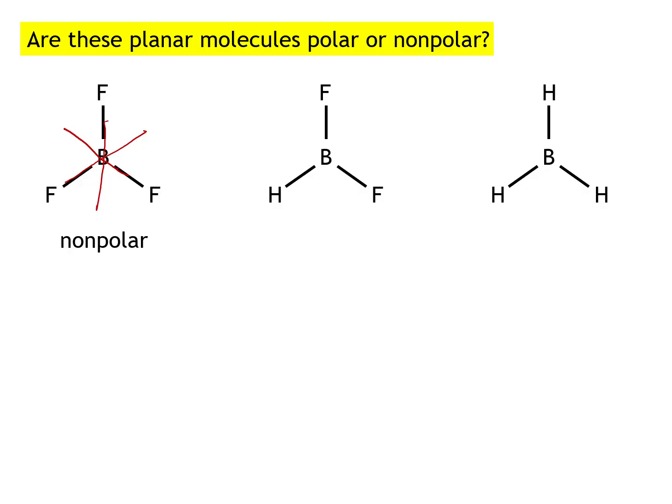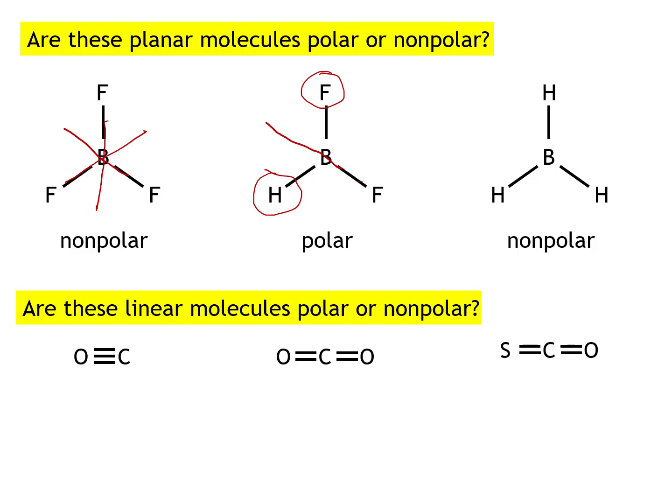So now we have HBF2, and this one, that hydrogen, throws the polarity off right away. If we imagine our mirror plane going like that, it looks different on opposite sides because we have a fluorine on one side and a hydrogen on the other. And then we look at the last example, BH3. It's completely symmetric, so it is nonpolar.